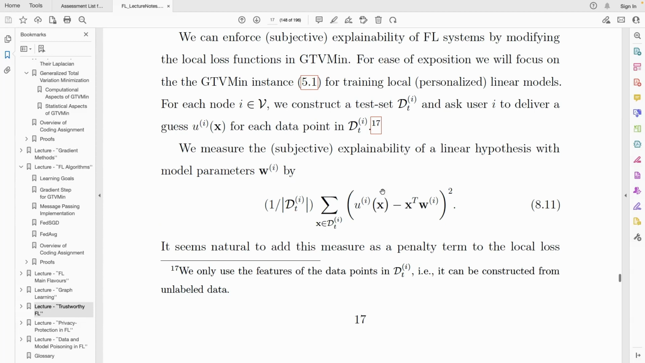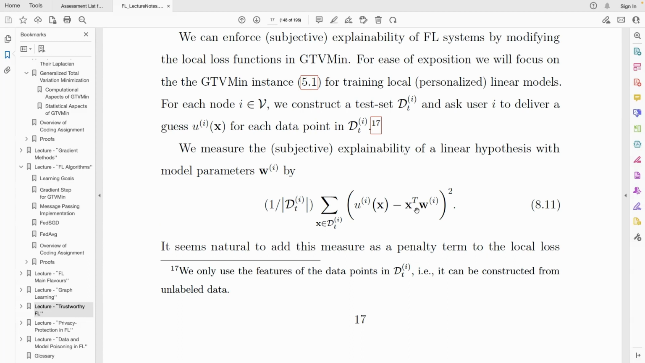It's basically the guess. I show the user the features of a data point, and the user should tell me what this model would predict. If the user can accurately guess what the prediction of the linear model would be, then I say it's explainable. So explainability means that the user already knows how the model will predict a given data point with features X. That's my take on explainability. There are other definitions, but that's my take and also that of some other researchers.